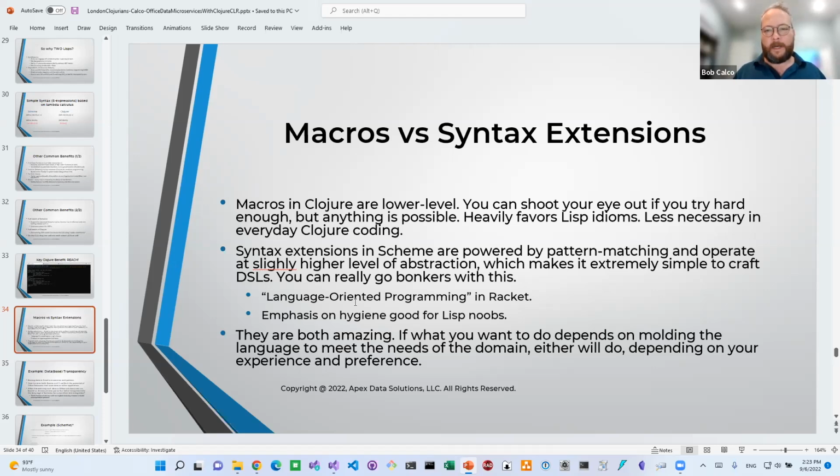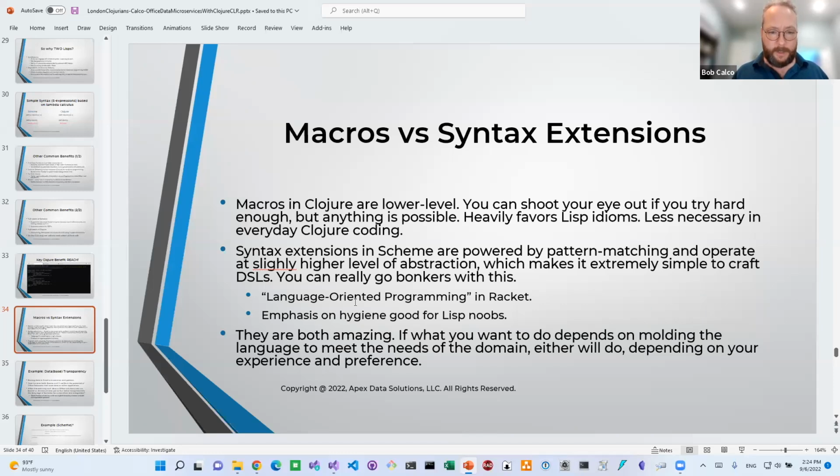Syntaxes in Scheme are powered by this pattern matching kind of DSL that's built into the language, and they operate at a slightly higher level of abstraction with the code, which makes it extremely simple to craft DSLs. You can really go nuts with them. This is why, if you go to the Racket website, they talk about language-oriented programming. That's a major killer feature of Scheme that's quite cool.